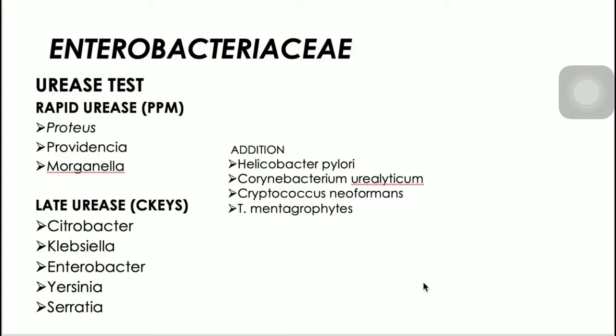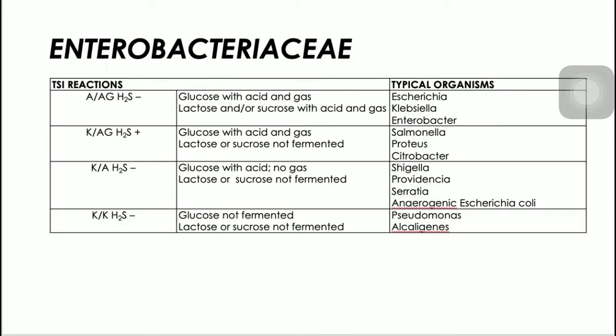So mentagrophytes is urease positive, while rubrum is urease negative. Okay? Next is your TSI reaction. Again, applying the principle of who is a lactose fermenter, non-lactose fermenter, and who is H2S positive, so we can differentiate the TSI reactions.